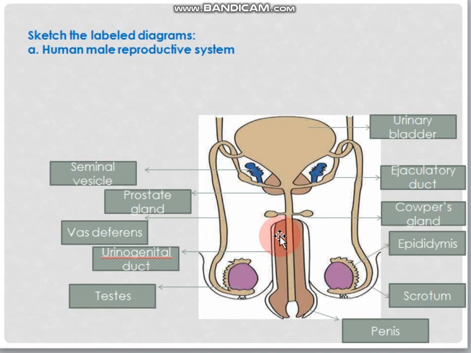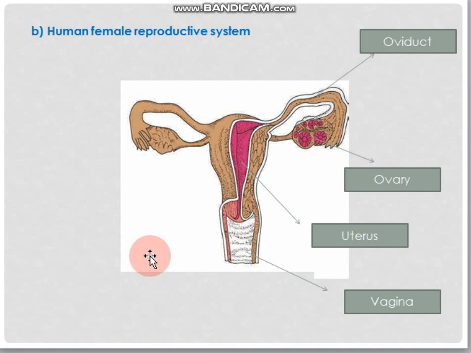Okay. Then we have to sketch the different reproductive organs. This is the male reproductive organ. Okay, so you have to sketch it and label it. Then we have the female reproductive organ. Sketch it and label it. This is only few are there. The main parts are given here.